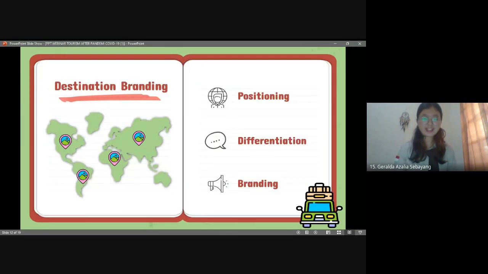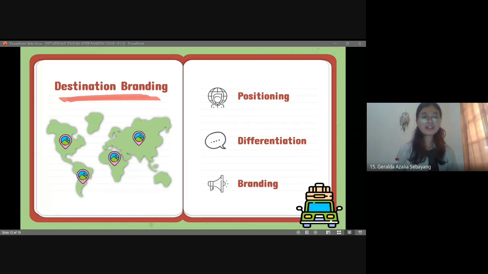Next is destination branding. A marketing strategy is needed to promote tourist destinations. Several aspects need to be considered when doing marketing. If we have ever heard about positioning, differentiation, and branding, then these three basics are used in marketing a tourism destination too. I will explain them one by one. The first one is positioning.